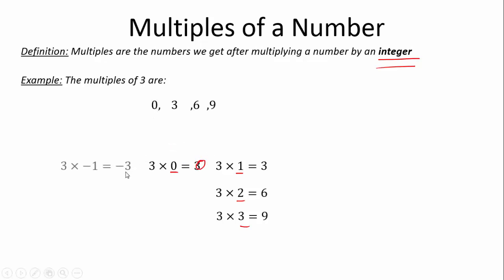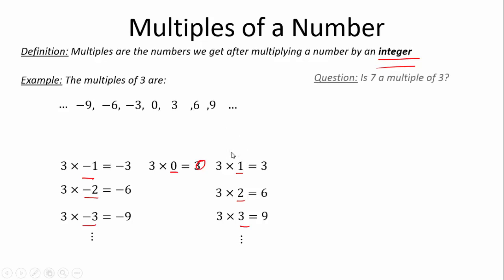3 times negative 1 is equal to negative 3. 3 times negative 2 is equal to negative 6. 3 times negative 3 is equal to negative 9, because remember, negative 1, negative 2, negative 3 are integers. So we add on negative 9, and this goes on all the way up as far as you want to go, and that goes negative all the way as far as you want to go. Right? So remember, it has to be an integer. Don't forget that.